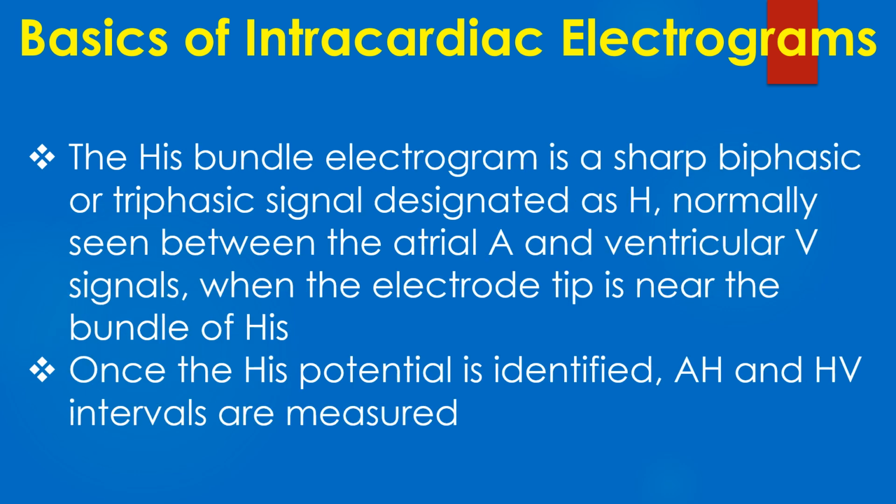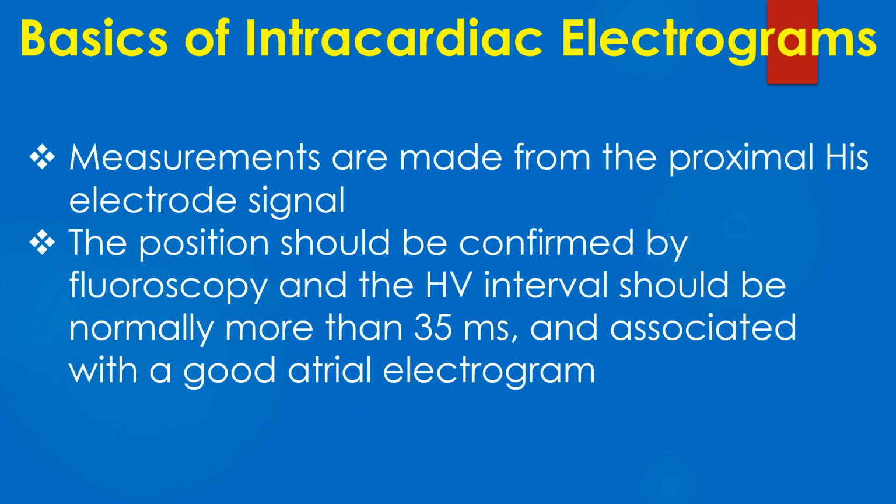The His bundle electrogram is a sharp biphasic or triphasic signal designated as H, normally seen between the atrial A and the ventricular V signals when the electrode tip is near the bundle of His. Once the His potential is identified, AH and HV intervals are measured. Measurements are made from the proximal His electrode signal.